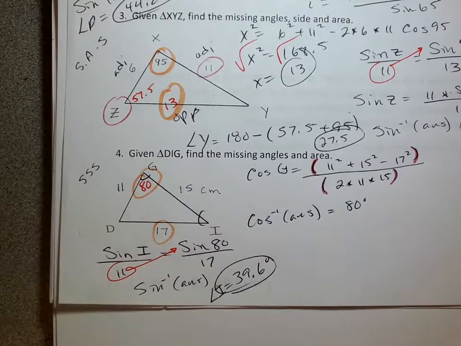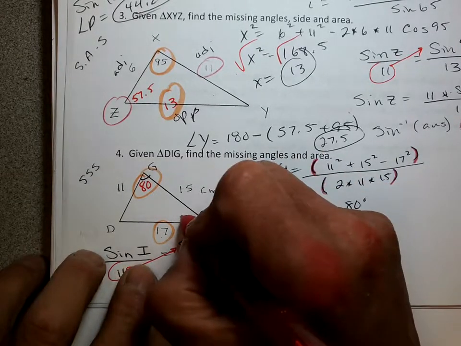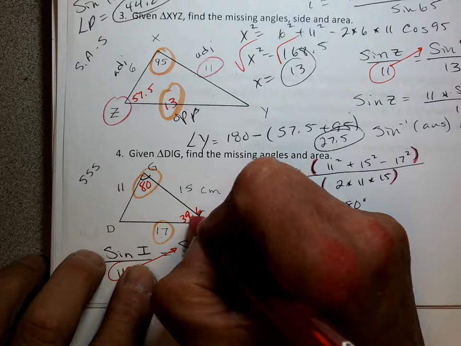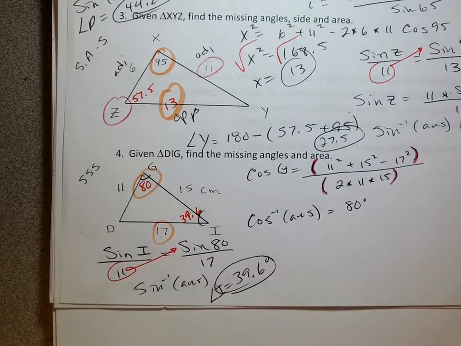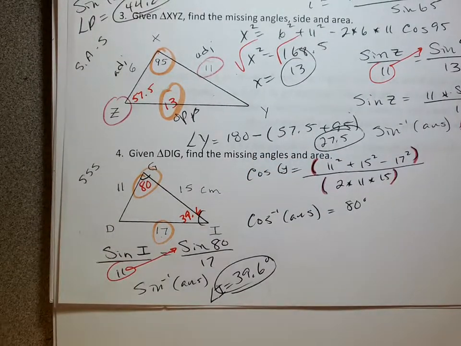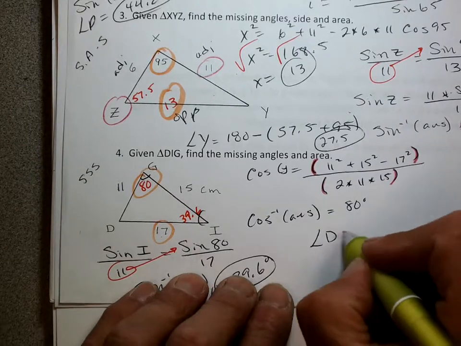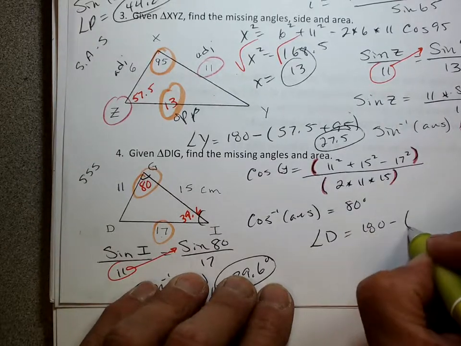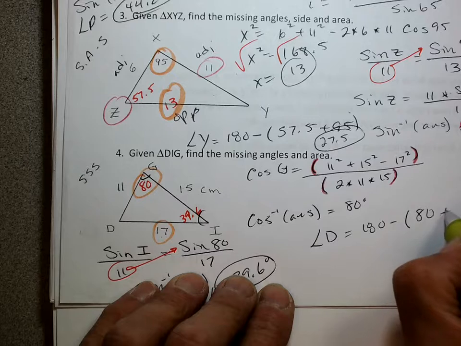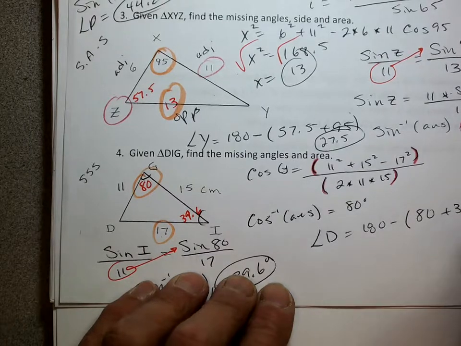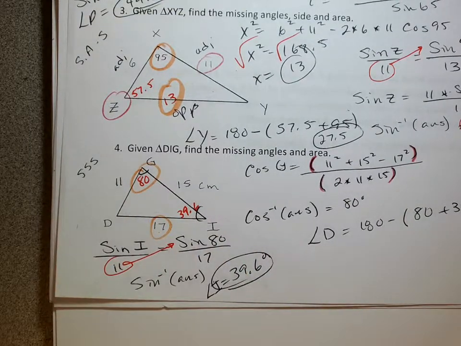Okay, now it gets easy. It really does. I got 39.6 degrees, and then to find angle D, add them up and subtract from 180, right? So angle D is equal to 180 minus parentheses 80 plus 39.6.